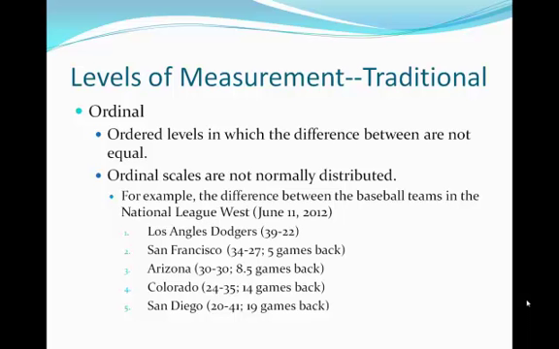The next level is called ordinal. These are ordered levels in which the differences between are not equal. Ordinal scales are also not normally distributed.